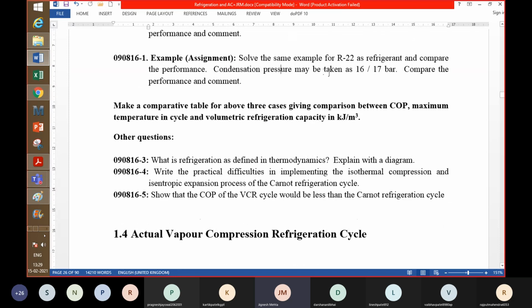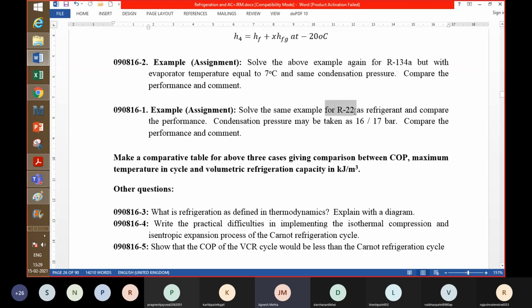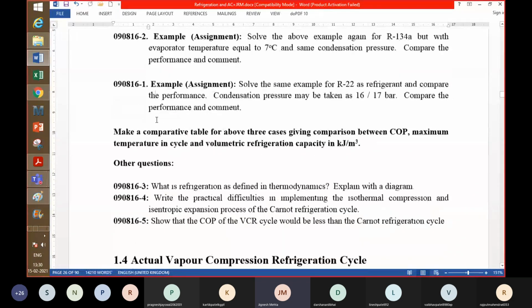And do the same exercise again, rather than taking condensation pressure equal to 10 bar. If you like, here the refrigerant is also changed and it may be solved for R22, taking the condenser pressure equal to 16 or 17 bar, and you solve the problem again, and other parameters may be assumed to be the same, and then you can compare the things, right? You may make a comparative table and show what are the different parameters that you get in the one example that is already solved, and two more examples given here. Okay.